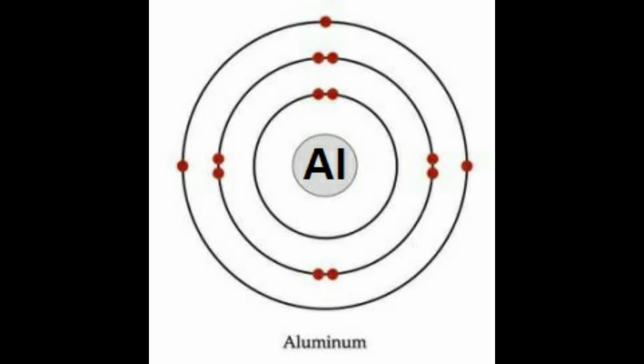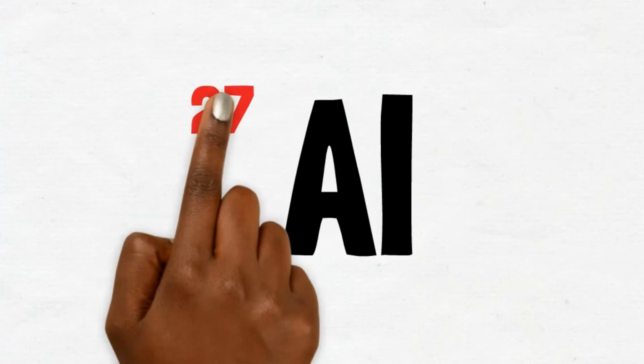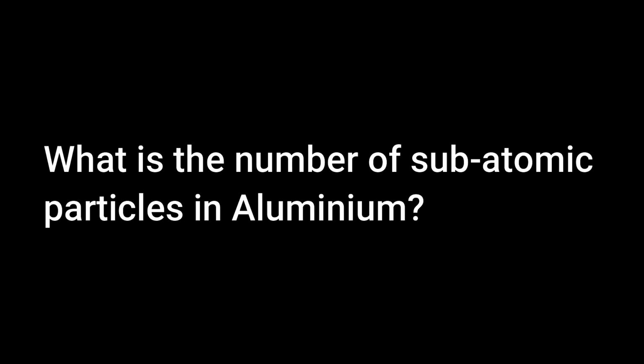The atomic representation for aluminum looks like this: Al, 27 at the top, 13 below. And we are asked to find the number of subatomic particles in this element.